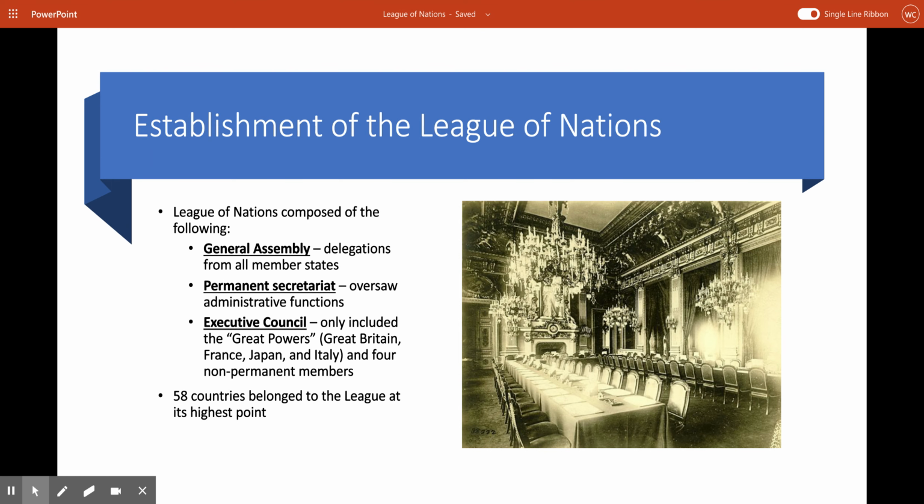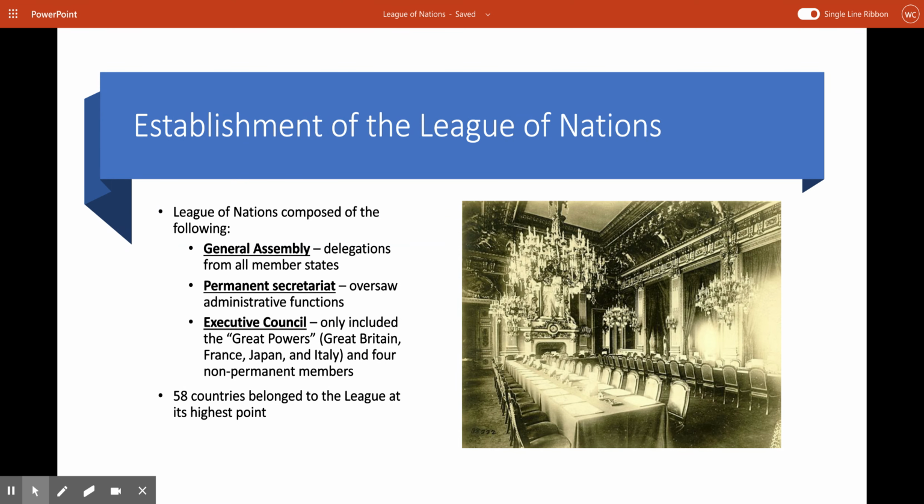And then you have the Permanent Secretariat, and they pretty much oversaw the administrative functions of the League of Nations, right? So basically, what they did was they would publish reports. They were kind of like experts in different areas of international relations, right? And so they would get together and take care of the routine matters, right?